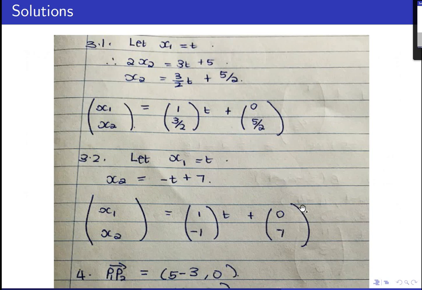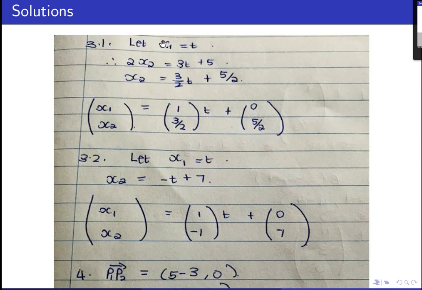Okay, the reason why we say it's a parametric equation is because our components, x and y, are in terms of a parameter t, hence the name parametric representation. So in this case, we just let x1 be t, right? If x1 is t, it means that 2x2 is equal to 3t plus 5. Now we can solve for x2 in terms of t. We divide by 2 to get that x2 is 3 over 2 t plus 5 over 2, right?